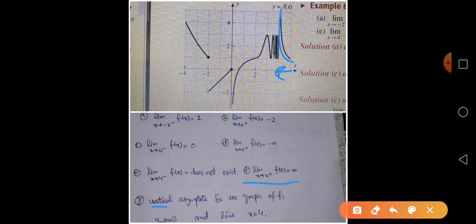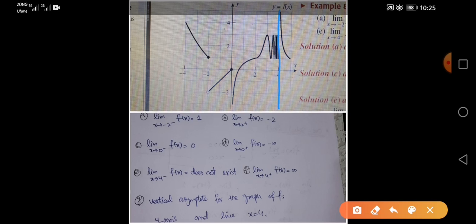And next we have to find the vertical asymptotes. Because we have infinite limits in this case, vertical asymptotes must exist too. We have an infinite limit at 0, so this one is a vertical asymptote, that is the y-axis or the line x equals 0. And we also have an infinite limit at x equals 4. It means we have a vertical asymptote at this line, that is x equals 4.